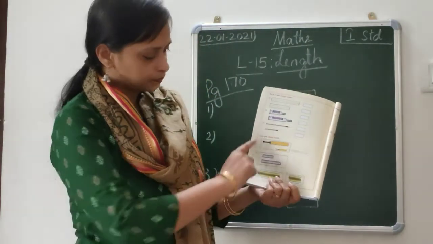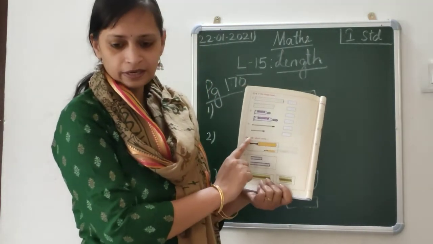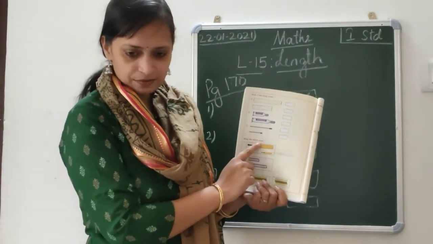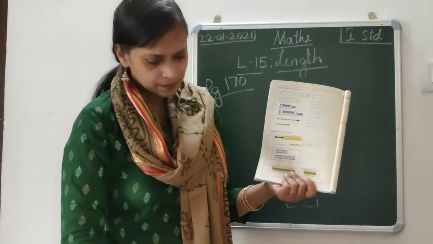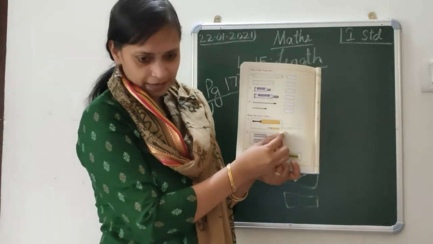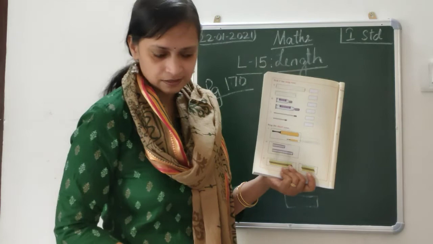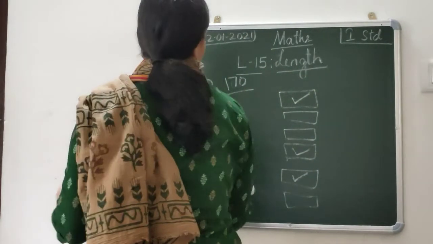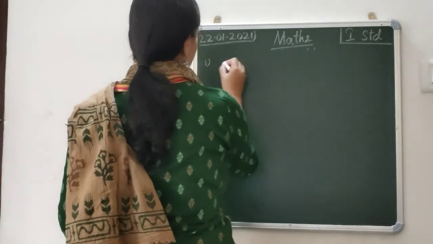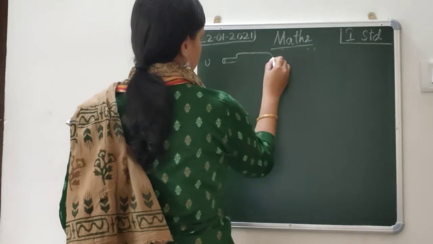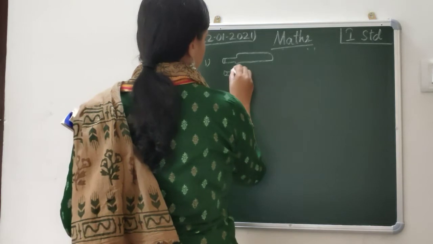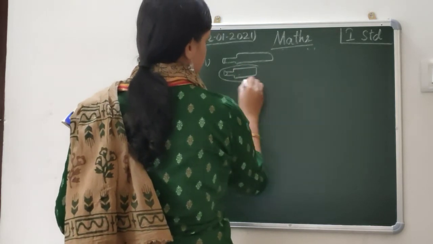Now next, ring the shortest one. Okay, ring the short one. You have two bats given here. Which is the shortest bat here? It is the second one. You have to circle the second bat. Okay, circle the second bat.